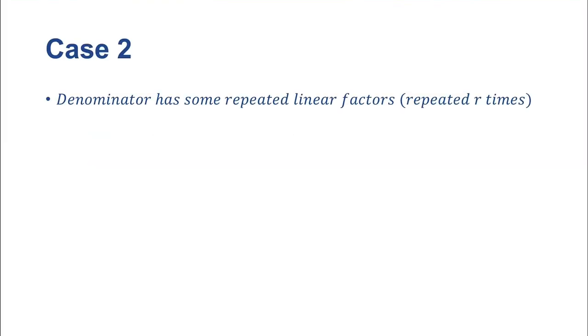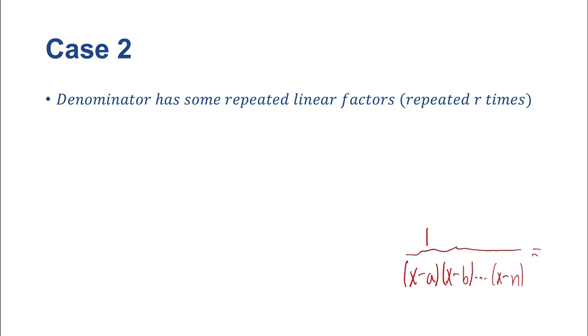So let's get started. Case 2 says that the denominator has some repeated linear factors. Earlier we were dealing with non-repeated linear factors. So we had 1 over (x minus a) times (x minus b) up to (x minus n), or whatever you want to have there. And that was easy. We could use that cover-up method. Now we're going to have a denominator with repeated linear factors.